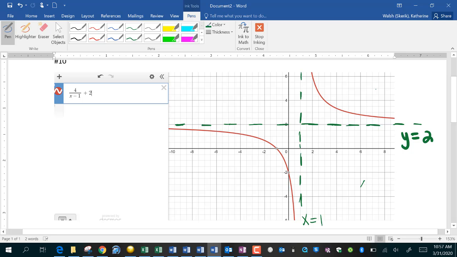Now, that corresponds with our transformations. So if you can remember here, we moved right 1 and up 2. That means my asymptotes also move right 1 to positive 1 and up 2 to y equals 2.